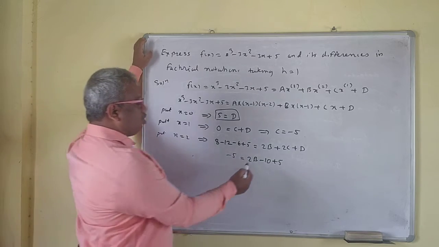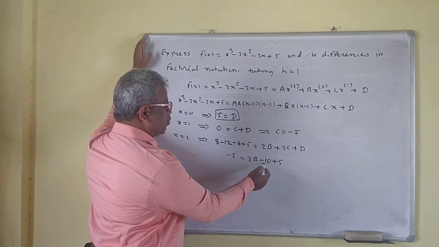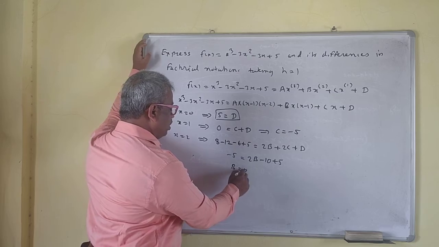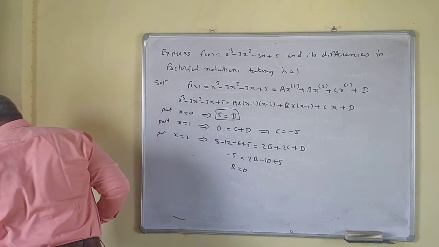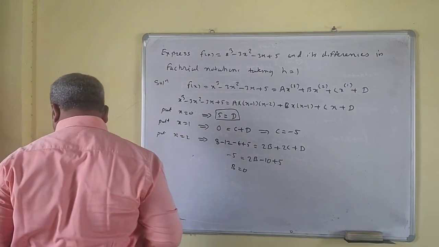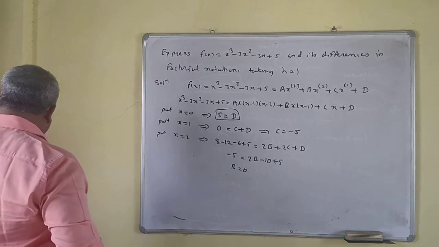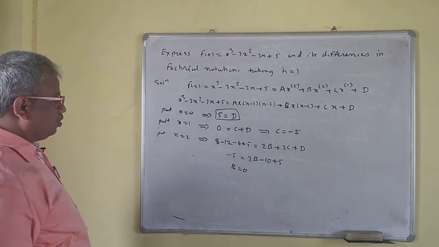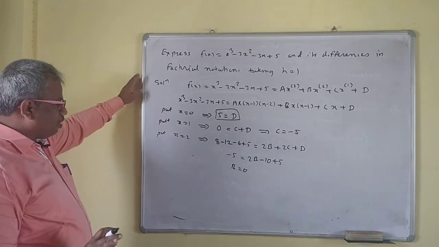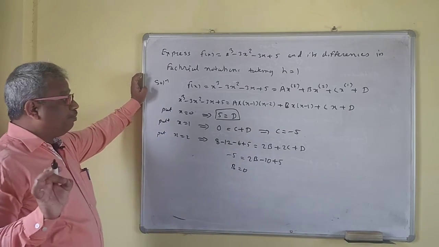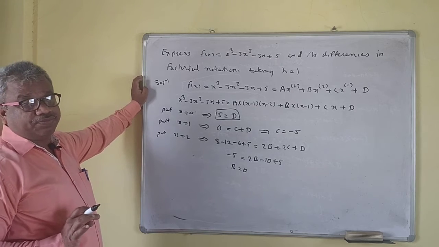Okay, so now this will be minus 5. So b is equal to 0. The value of b is 0 now. Okay, no problem, b is 0, no problem for this one. Now you want to find the value of a.